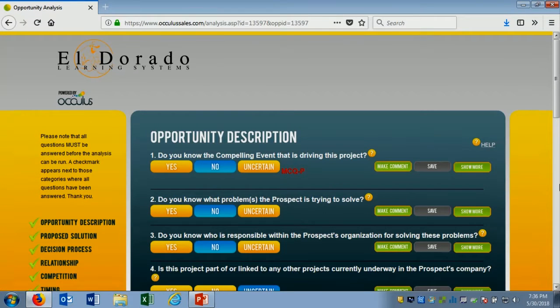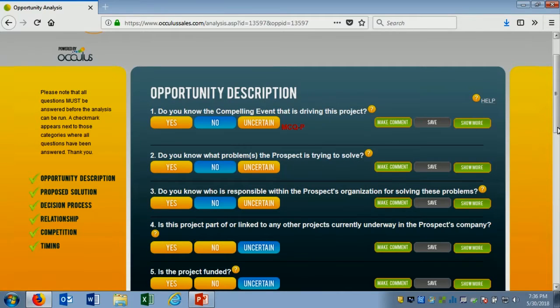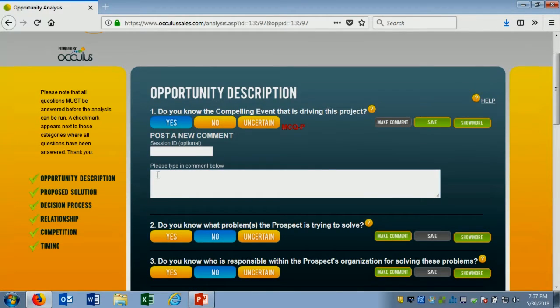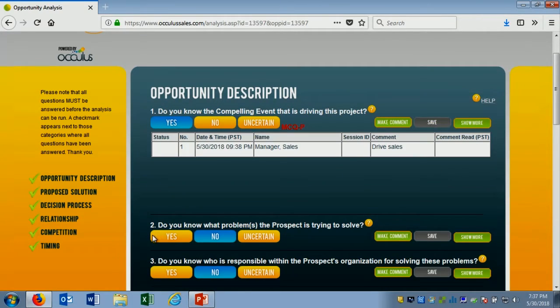Okay, now what we see here is, remember there were the 6 categories of questions. Here's the opportunity description, the proposed solution, decision process, relationship, competition, and timing. And each one of these categories has questions similar to this. For example, opportunity description: do you know the compelling event that is driving this project? Okay, let's just put yes. And it says MCQ, must comment question, so we have to make a comment: drive sales. And then we save that. So that's one of the things. All right, do you know what problem the prospect is trying to solve? Okay, yes.